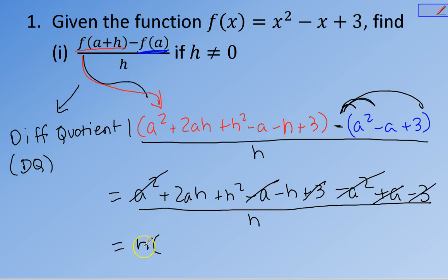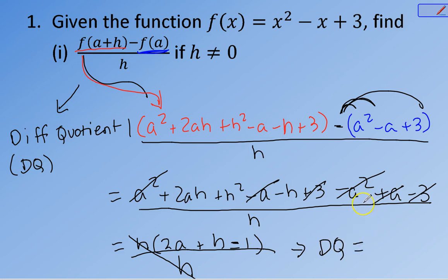Thinking as a mathematician, that would be h times 2a plus h times h minus h times 1, right? If I was to factor an h out of all three of those terms, all over h. And I did that because, you know what I want to cancel out of my denominator? That h. So final answer, the DQ, and I don't want to write the difference quotient, so I'm just going to use DQ. You can too. Is 2a plus h minus 1.